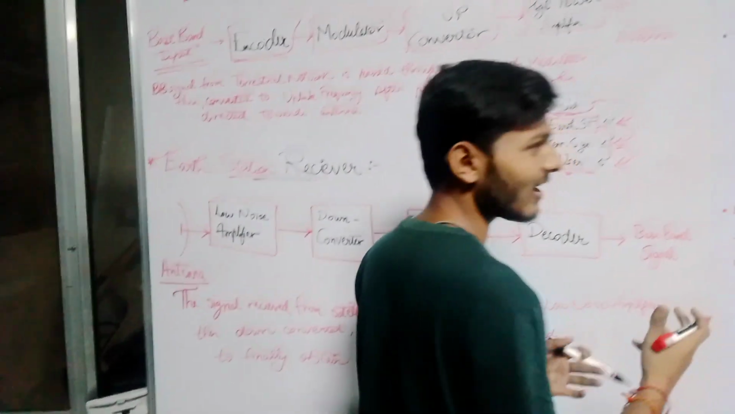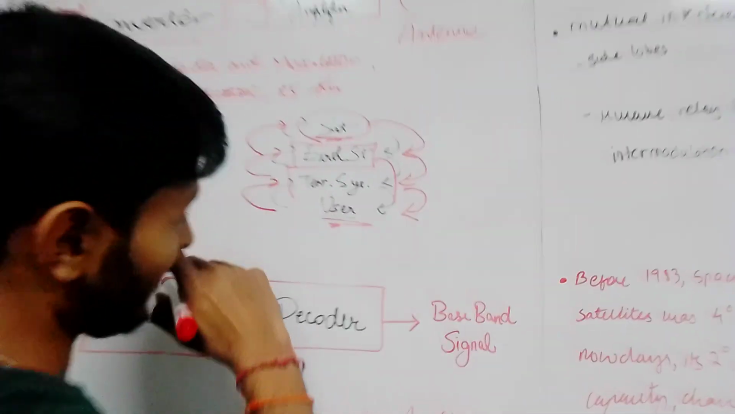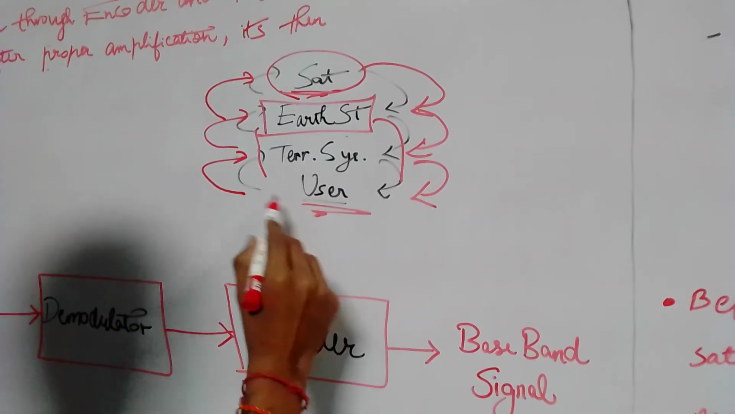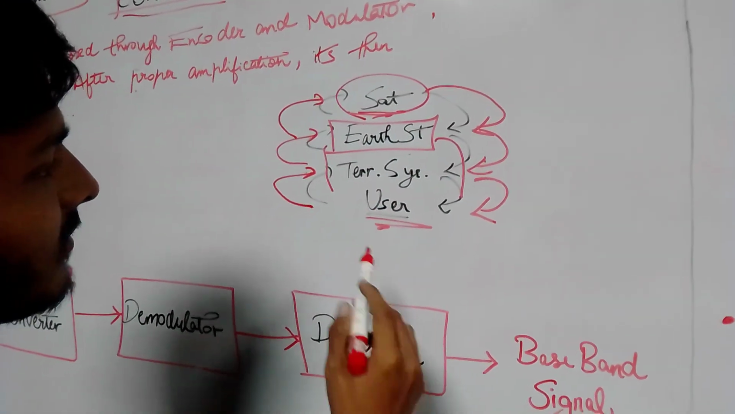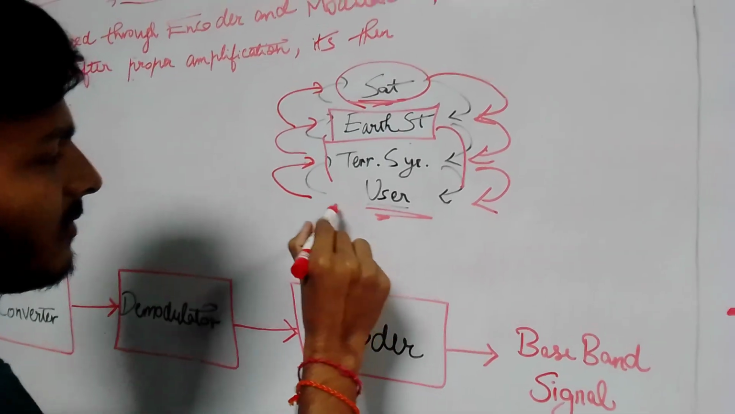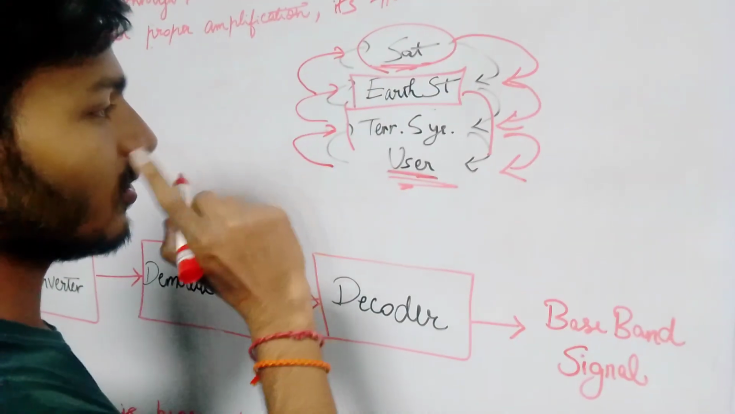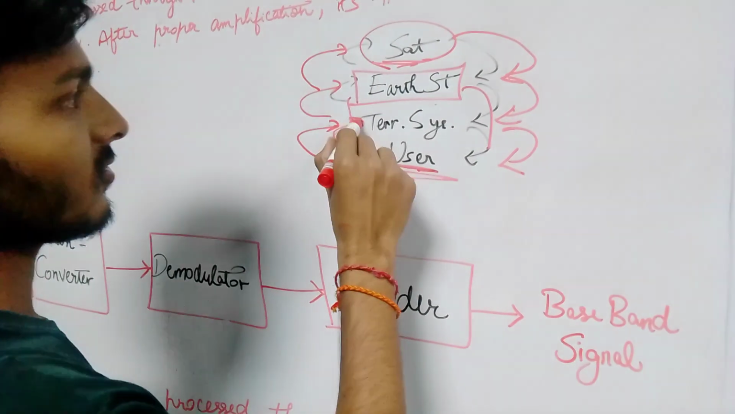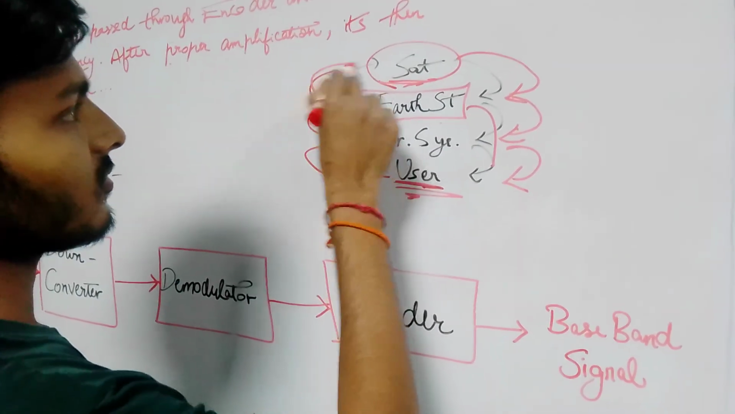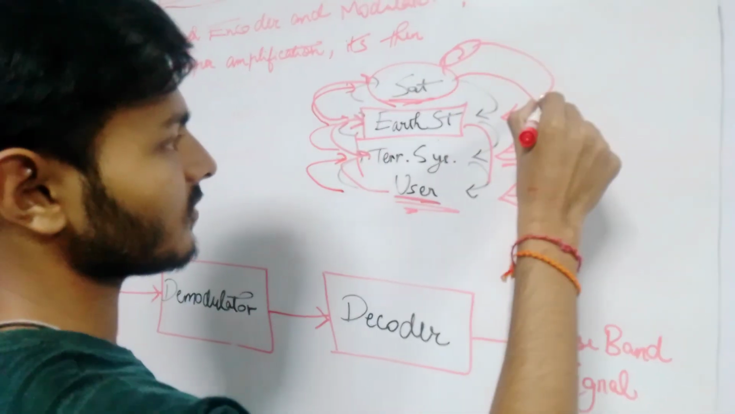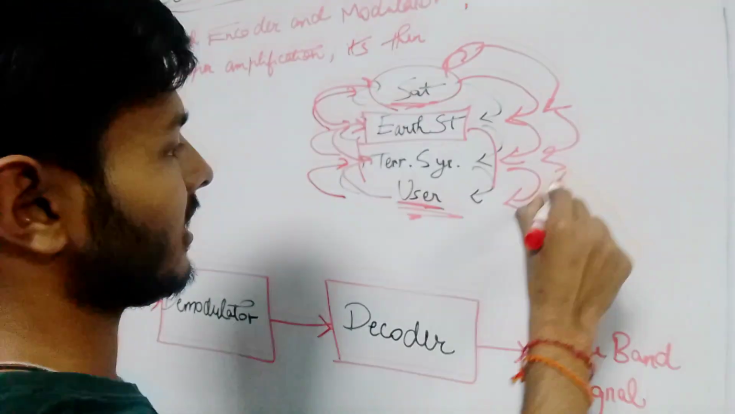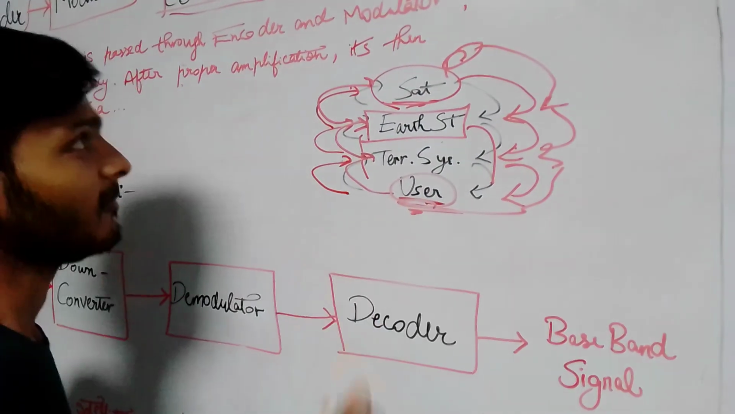This is the continuation of the previous lecture, and let's have a little recap of what we discussed. If you remember, in the previous lecture we discussed the basic signal flow graph, where the signal which starts with the user goes through the terrestrial system, then to the earth station and to the satellite, from where it is processed and then returns along the same path and gets back to the user where you stand.